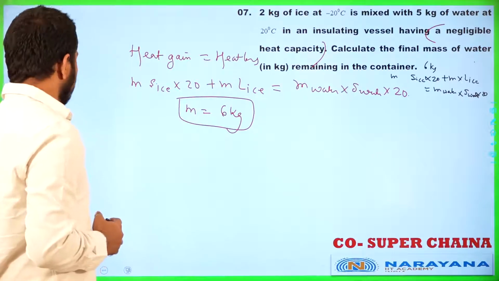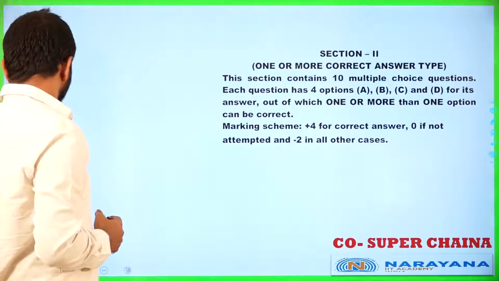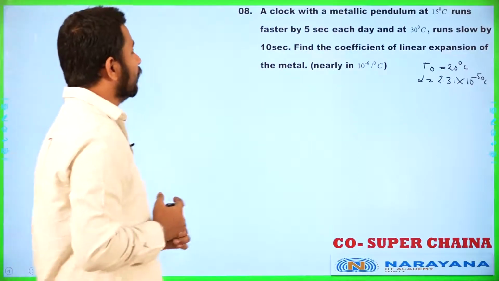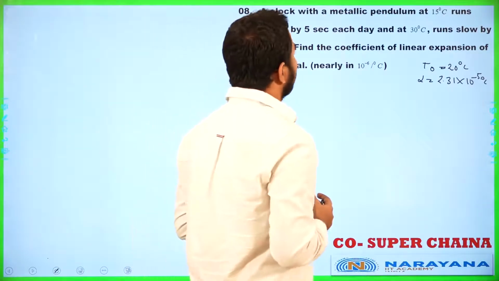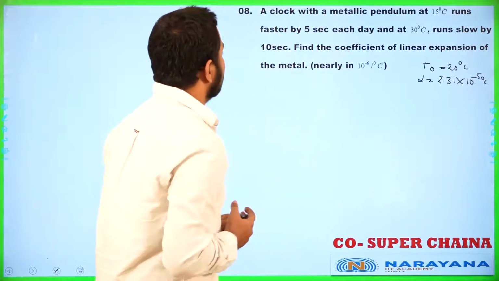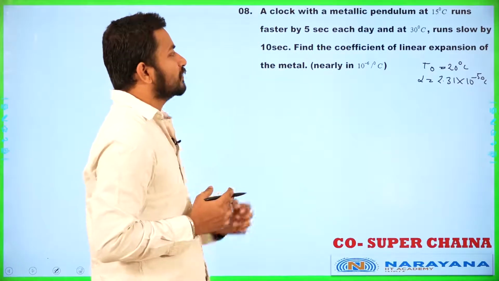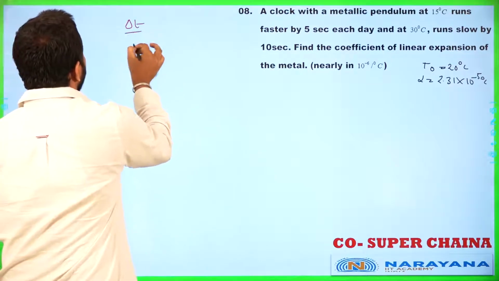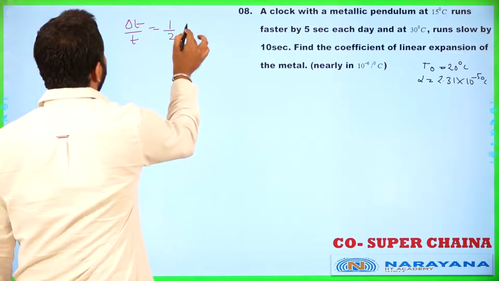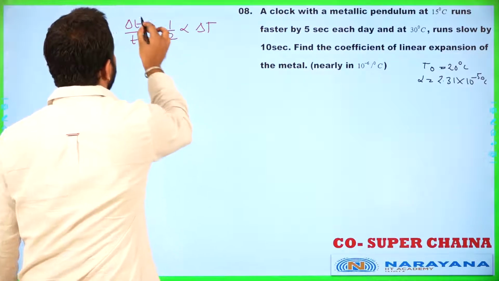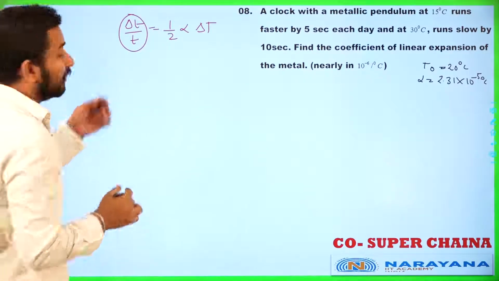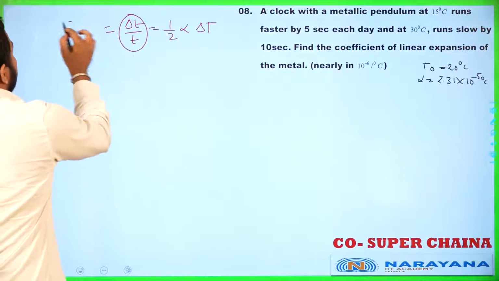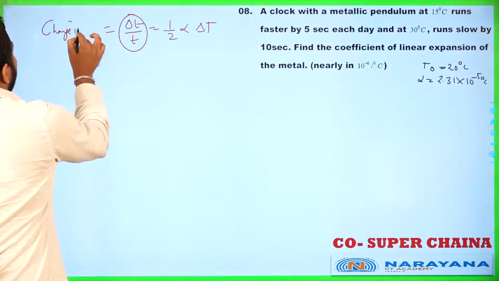So if you see the next question, we have a clock with a metallic pendulum of 15 degree that runs faster by 5 seconds each day. So we know that delta T by T will be half alpha delta T. This delta T by T is the change in the time period. We know this.